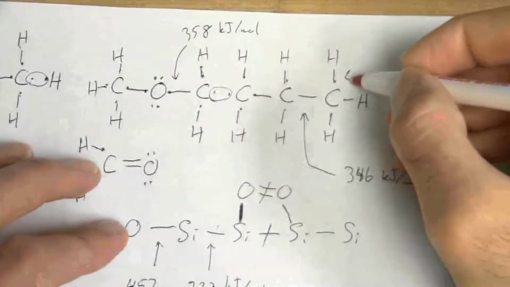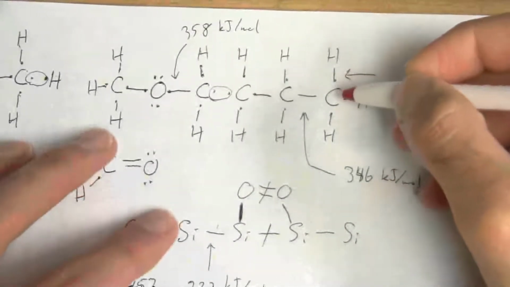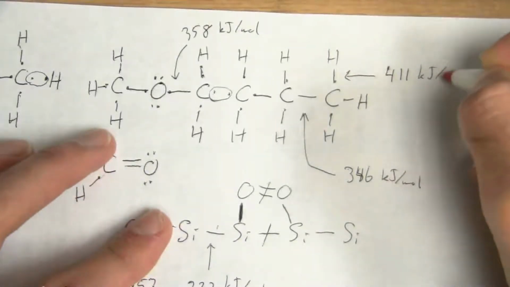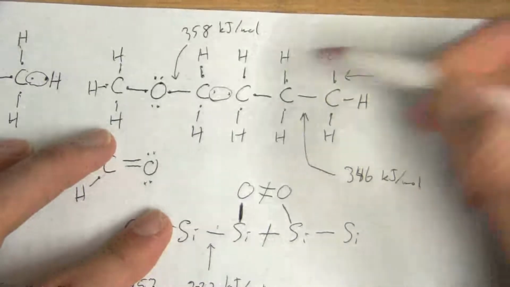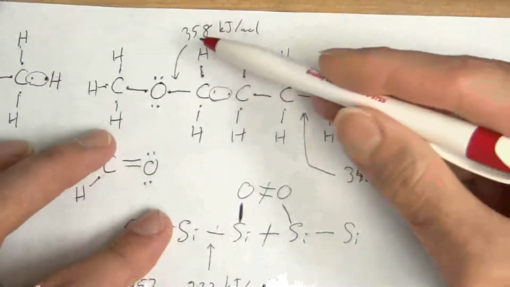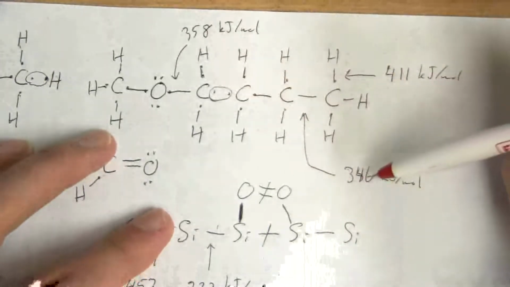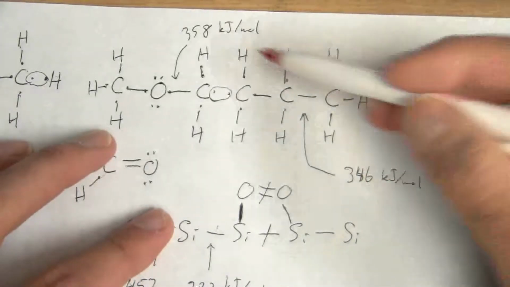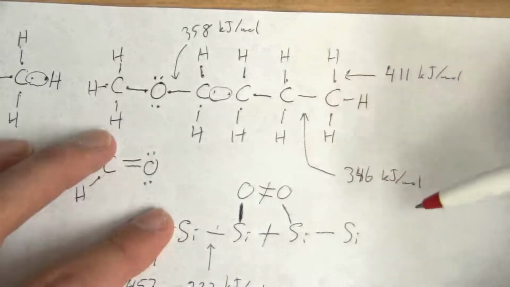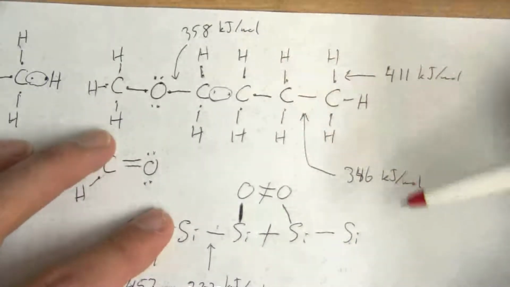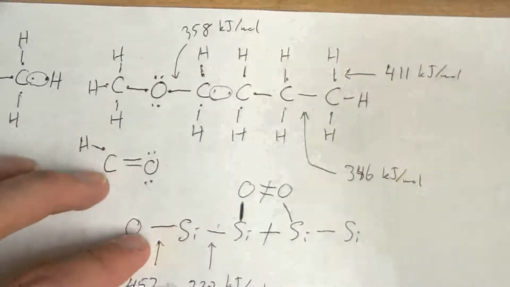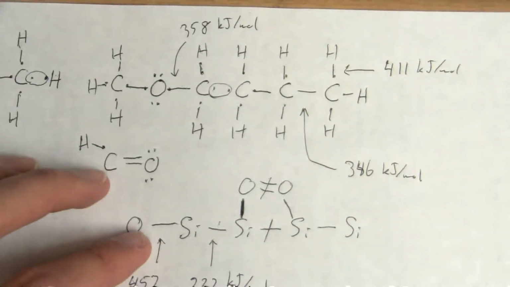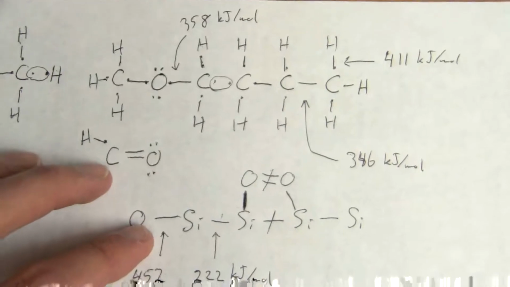And you can also look, the carbon-hydrogen bond is 411 kilojoules per mole. So it's even stronger than the carbon-oxygen bond, but still relatively comparable. All of those being in the same range gives it a lot of flexibility to make a wide variety of different compounds.